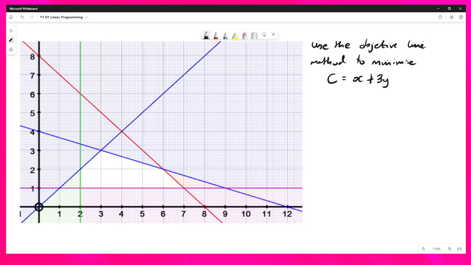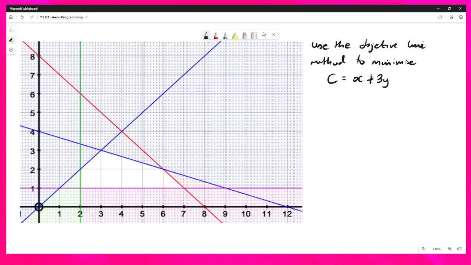So we're going to use the objective line method to minimize c equals x plus 3y. So this might be the cost of something. We can see it's in terms of our decision variables, this is our objective. The first thing you need to do is draw an objective line onto this graph.